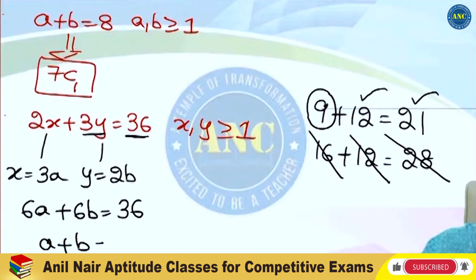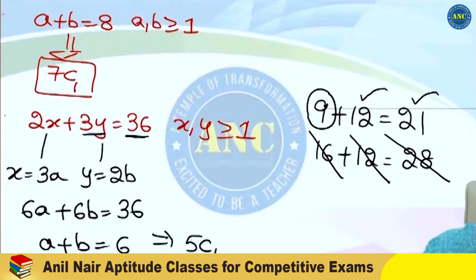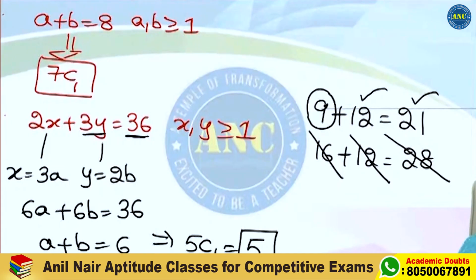A plus b equals 6. 6 means 5 gaps. Select any one, 5C1. Answer is nothing but 5.